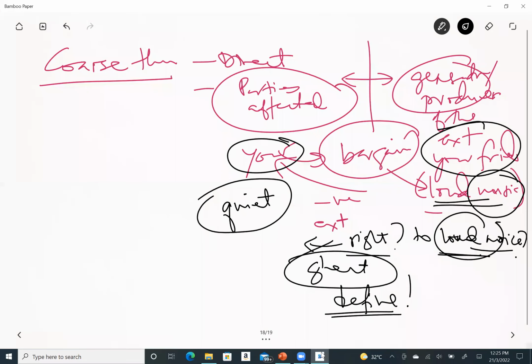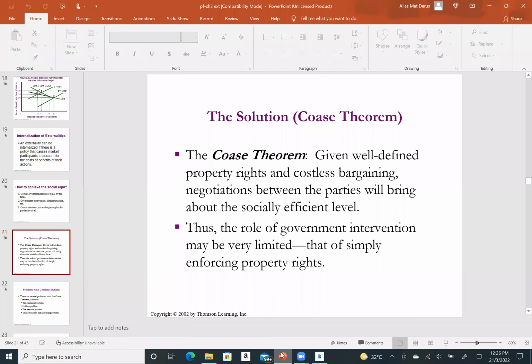It doesn't matter whether the government says, okay, you have the right to make noise, or the government says you have the right to quiet. Or in our case, the university may make a law: people have the right to quietness, or people have the right to make noise. So what this law, or what this theorem, is saying does not mean who has the property right. It only means what? Well defined, it must be well defined.